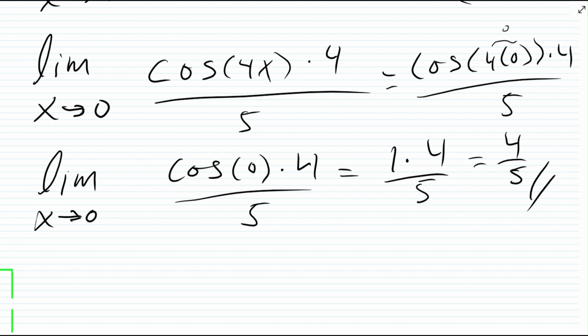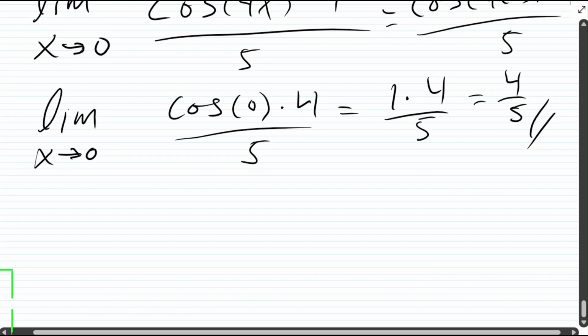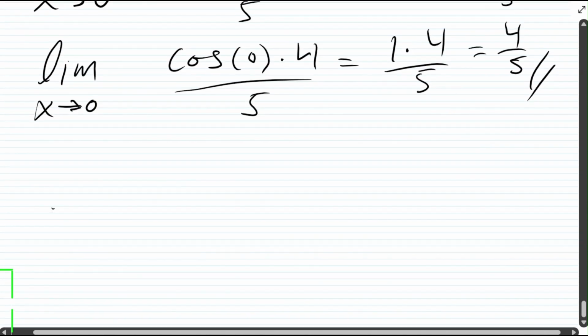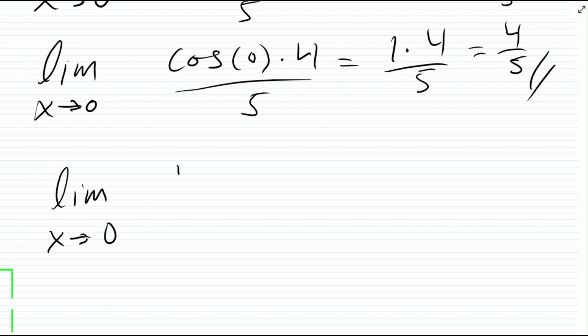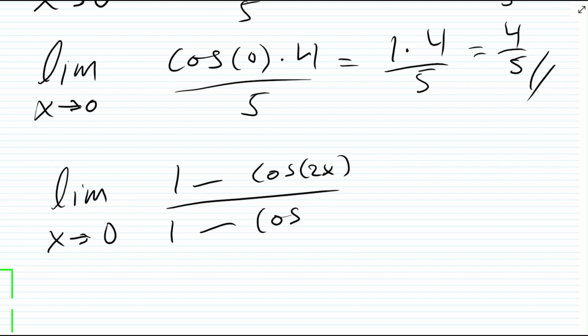And let's get another example. Let's say we have a limit as x approaches 0 of 1 minus cos 2x over 1 minus cos 3x. So how can we evaluate this limit?